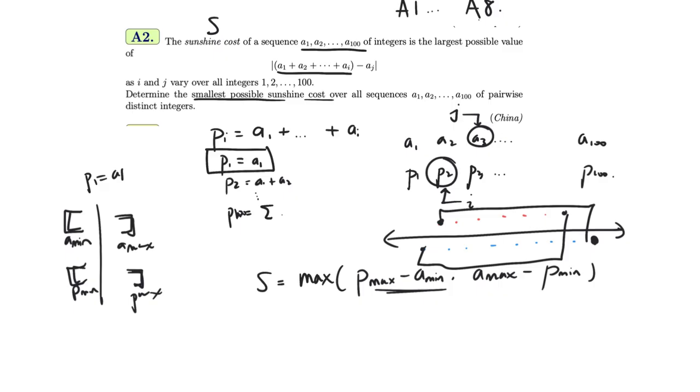And that means that P max is greater or equal to P1, which is equal to A1, which is greater or equal to A min. So this is at least 0. And this is, by the same reasoning, also at least 0.